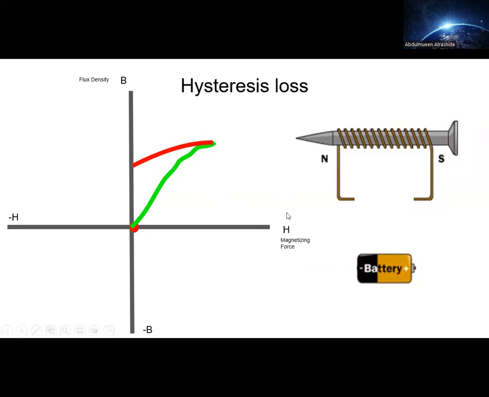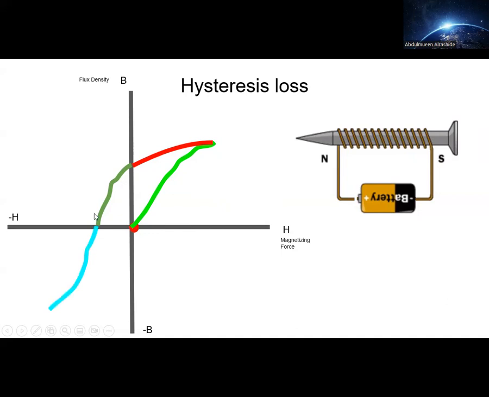Now if I flip the polarity of the battery and connect it, the magnetization and the force will be reversed, and it's going to build, as you can see in the graph, like this. Now, if I disconnect it again, it's going to go back. There is no current at this point, but there is magnetization. Basically, we reverse the north and south of the nail, and so on and so forth.